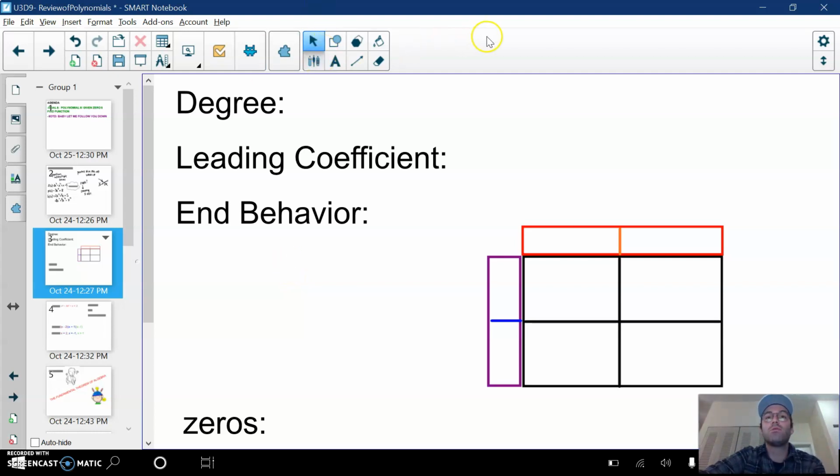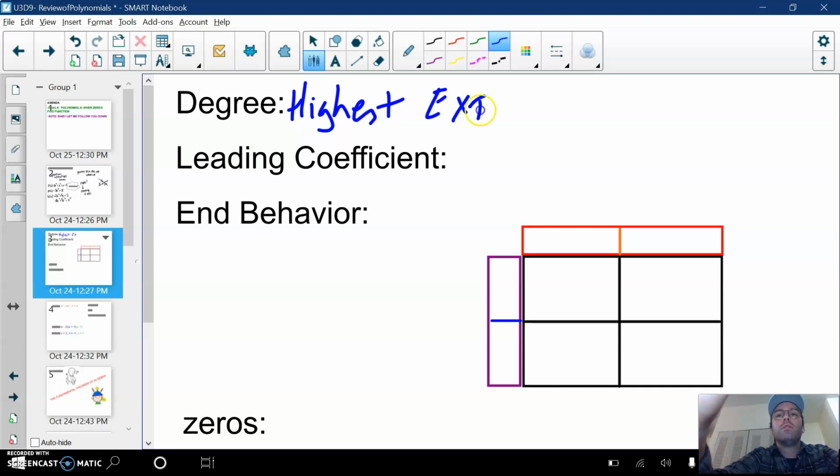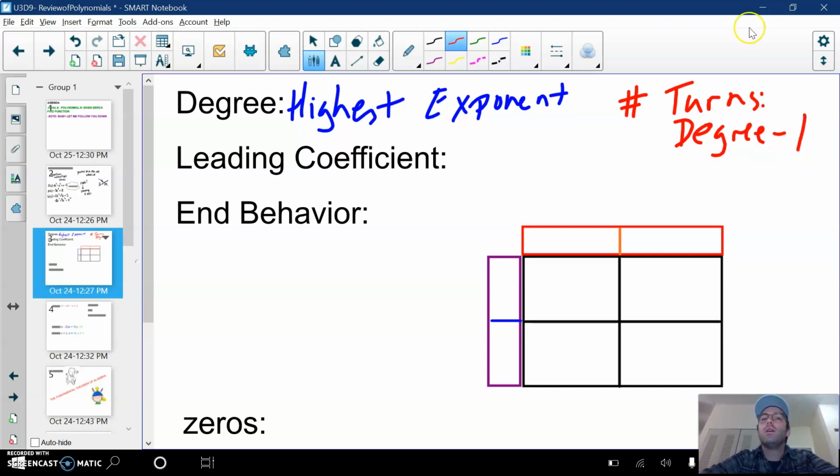A polynomial's degree is determined by the highest exponent. You're also going to hear this question: how many terms does a polynomial have? Well, the number of terms is determined by our degree, minus 1. I'll talk more about this in a couple of slides, but this is important as well.